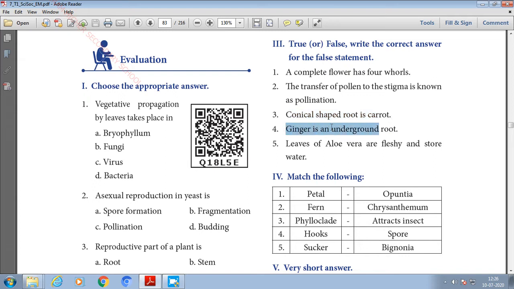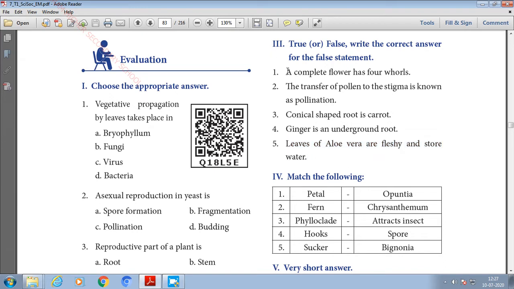Fourth one, ginger is an underground root. Is this true? No, because here ginger is an underground stem. So instead of root, you have to write stem, and you can rewrite the statement as ginger is an underground stem. Fifth one, leaves of aloe vera are fleshy and store water. So you can see the leaves of aloe vera are very much succulent since they store water for their use. So this statement is also true.